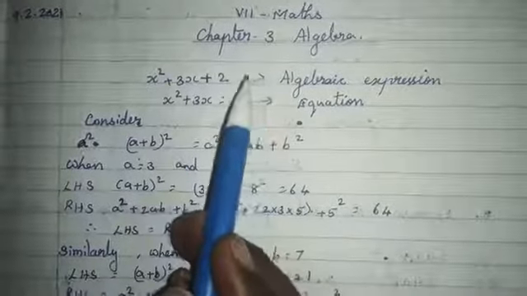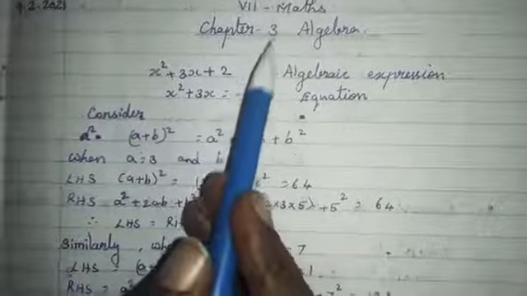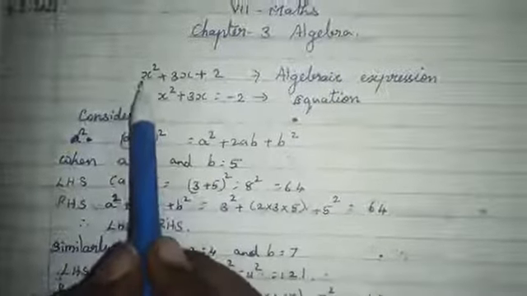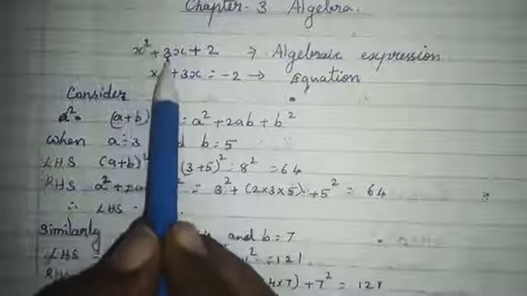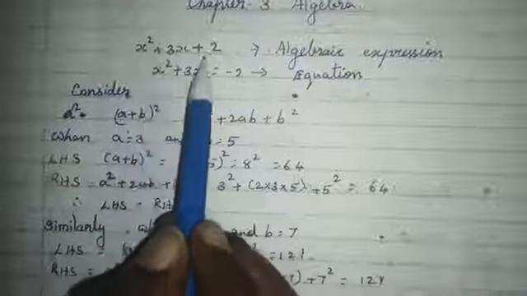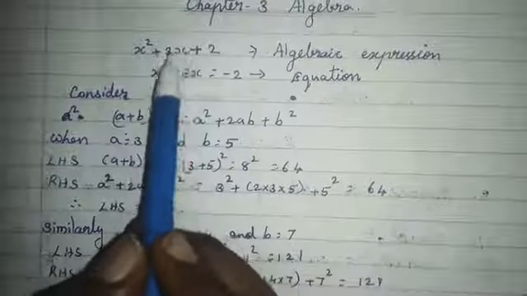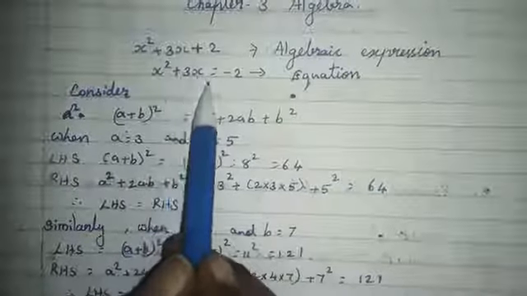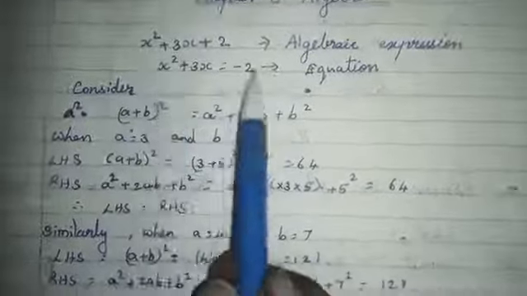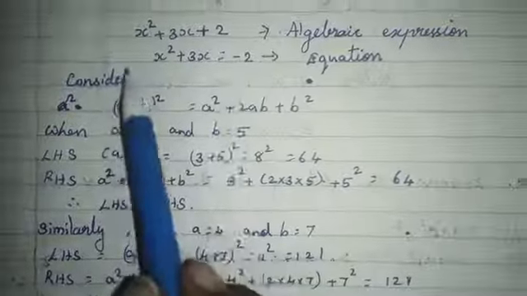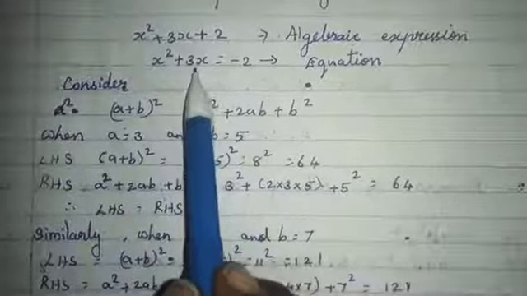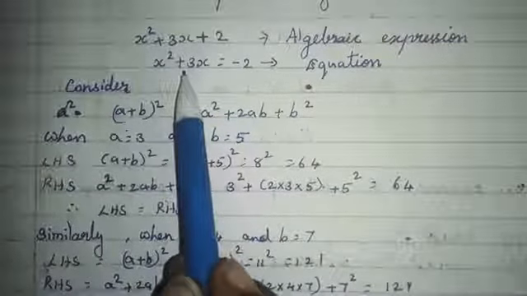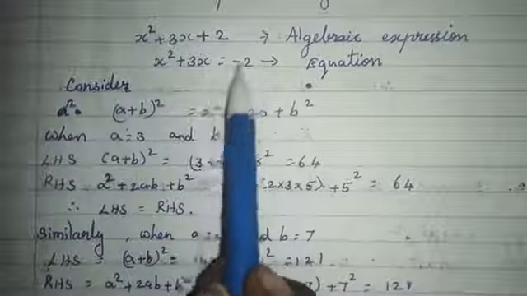In earlier classes we learned how to construct algebraic expressions using exponential notations. For example, consider this algebraic expression x square plus 3x plus 2. It is an algebraic expression in the variable x. This can also be written as an equation x square plus 3x is equal to minus 2. This equation is true only for certain values of the variable. That is, this equation is true only for the values of x as minus 1 or minus 2.